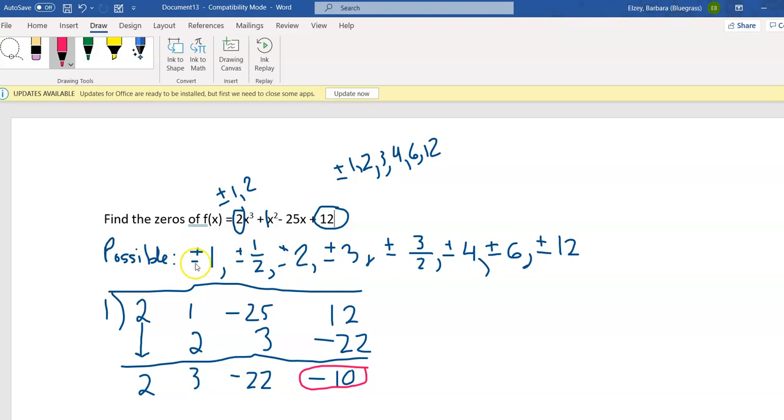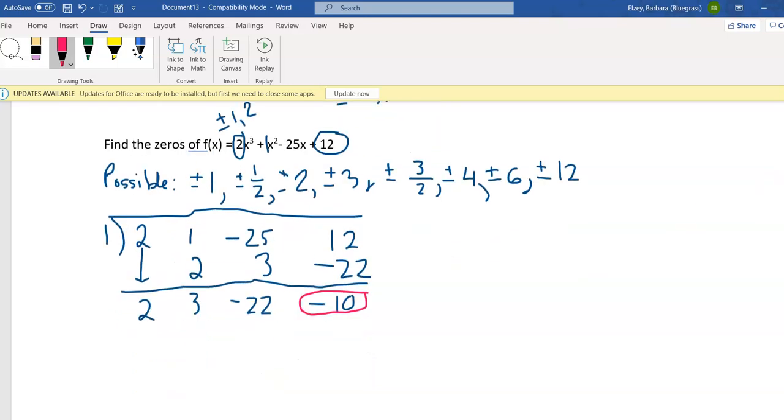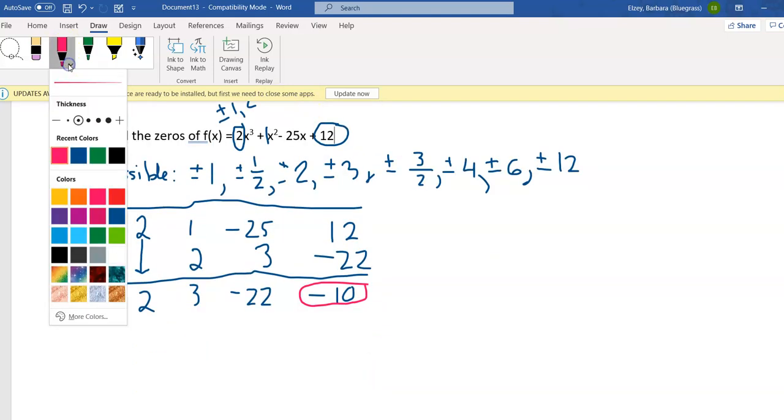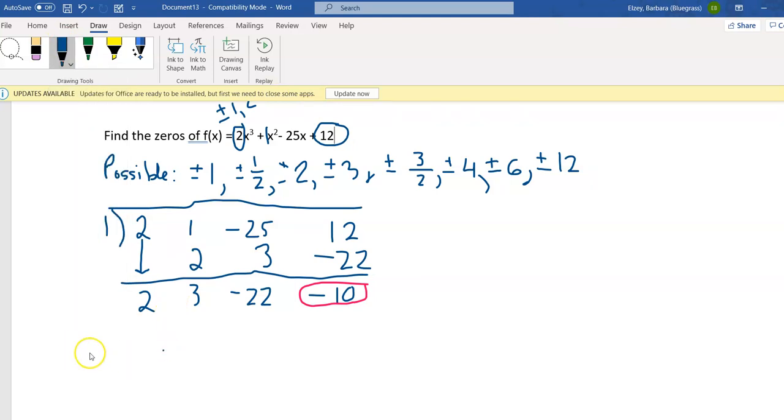I've tried positive 1. I'm going to go to negative 1. So, change back to my blue again. I'm going to do synthetic division again. This time, I'm going to do it with negative 1 out front. Now, let's notice this is a tedious process, and it will be.